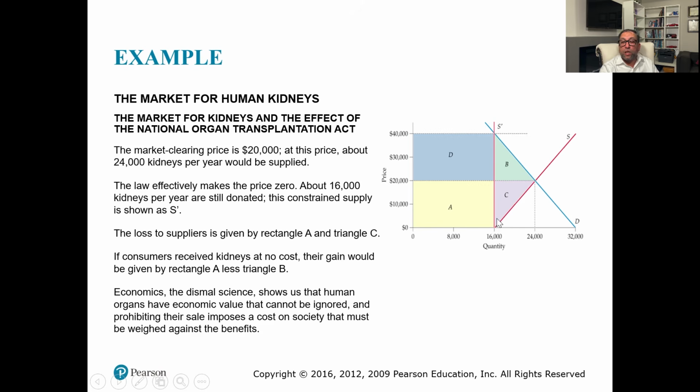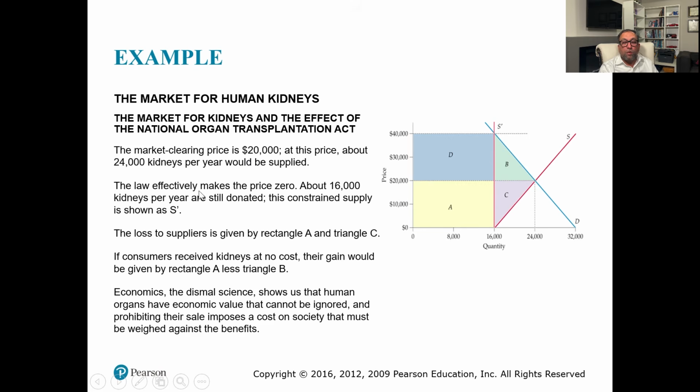This vertical supply reflects the law that no one can sell their kidneys. So in this way, there is only a supply of 16,000, and that is not dependent on the price because they're at a 0 price. But if we allow the supplier to charge a price, then the supply curve should be like this. Based on this supply curve, we see that the equilibrium is at the price of 20,000 with 24,000 kidneys supplied. So the market clearing price is 20,000. At this price, about 24,000 kidneys per year would be supplied.